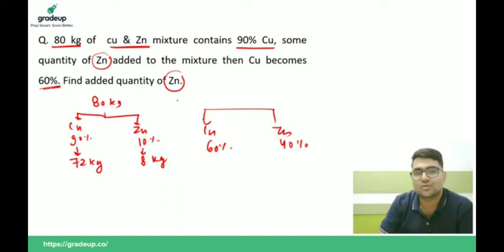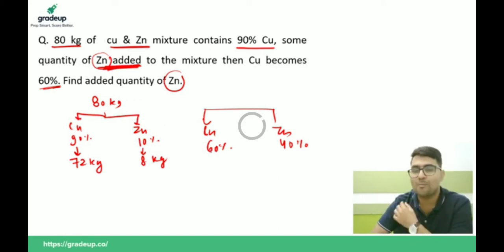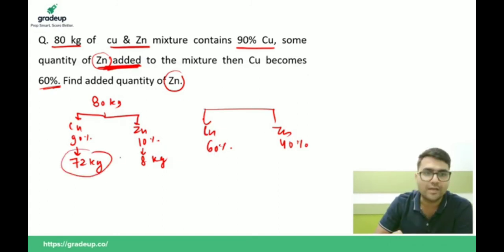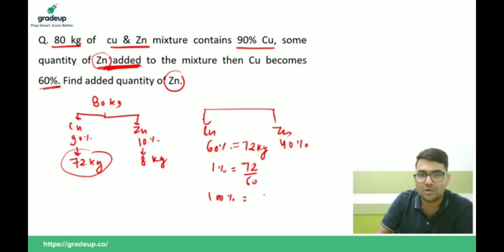As in this question zinc is added, copper will remain the same, because the percentage of copper can vary, but the actual quantity can't, because we added zinc, not copper. So copper should be the same initially and now. Okay, so 60% will be equal to 72 kg. Then 1% will be equal to 72 by 60. Then 100% will be equal to 72 by 60 into 100.